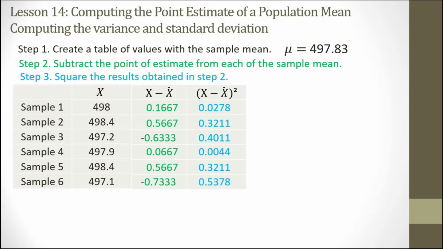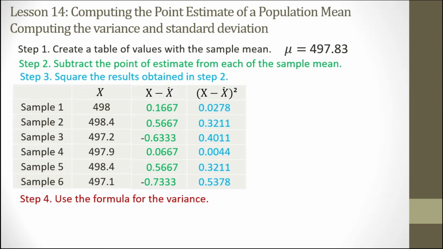0.5378. So, nasundan ba? Okay, good. Ngayon, ano na next step? Ang next step ay i-apply natin yung formula ng variance. Again, iba ito dun sa ginagamit natin before.